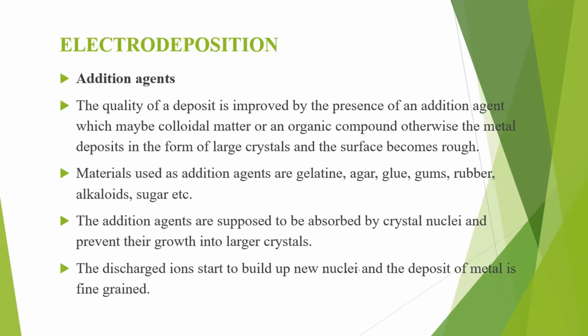Next factor is additional agents. The quality of a deposit is improved by the presence of additional agents, which may be colloidal matter or an organic compound. Otherwise, the metal deposit will be in the form of large crystals, making the surface rough. So the materials used as additional agents are gelatin, agar, glue, gums, rubber, alkaloids, sugar. The additional agents are supposed to be absorbed by the crystal nuclei so that it prevents their growth into larger crystals. The discharged ions start to build up new nuclei and hence the deposit of metal is fine grained.